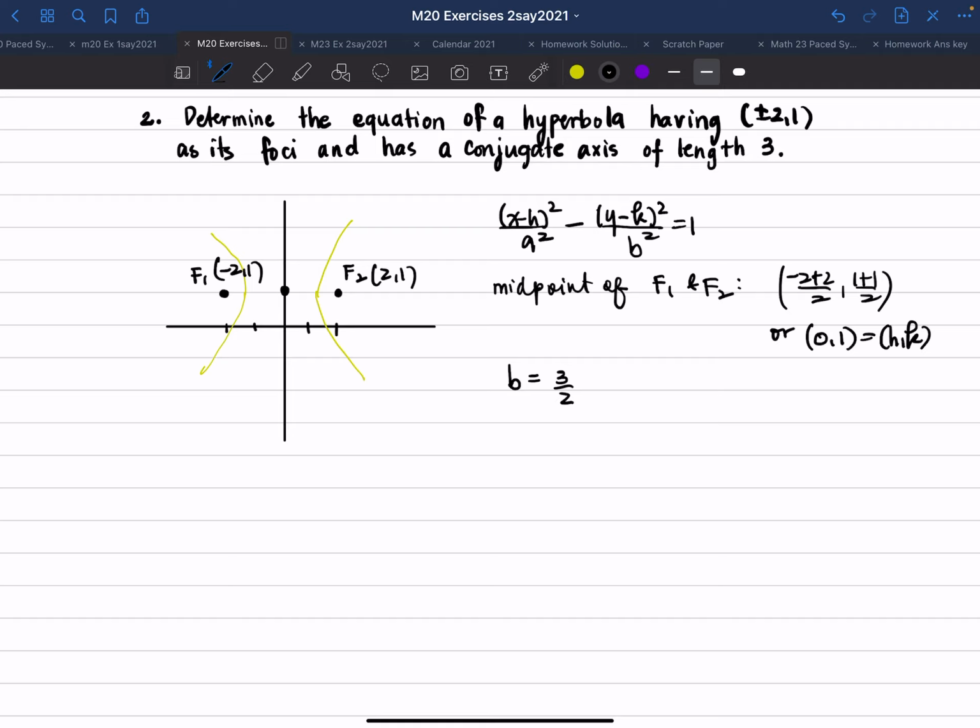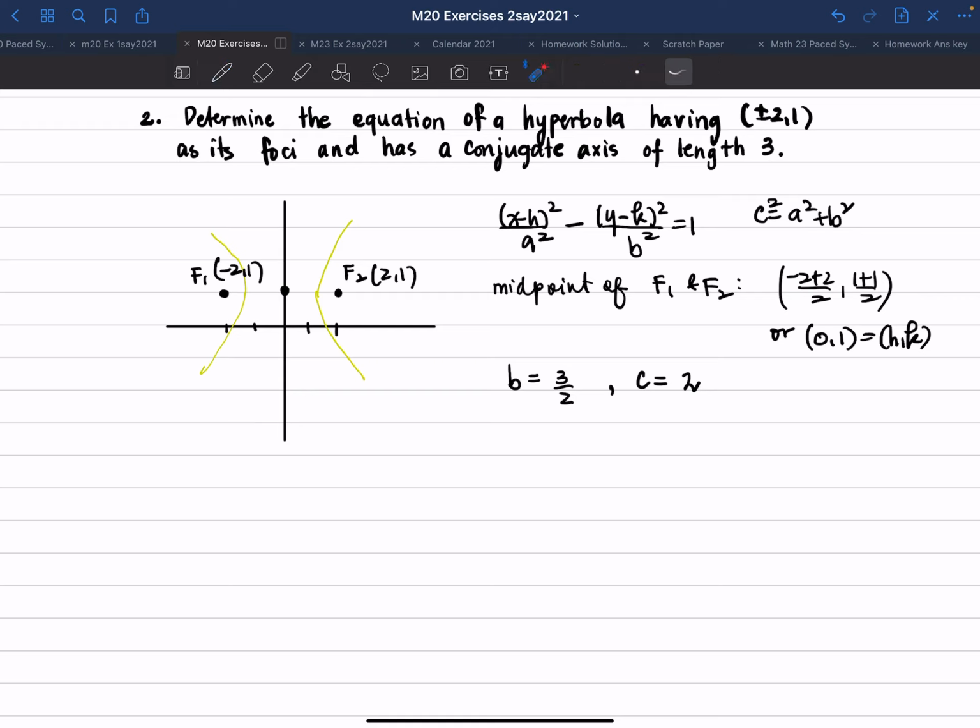So wala tayong A, no? We don't have A yet. But we can find C. C square, which is A square plus B square, right? If you know C, you can compute A from this equation. Anong interpretation natin ng C? C is the distance from center to focus. So our C is 1 unit, 2 units.